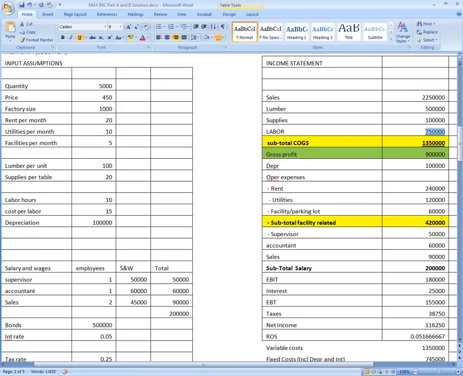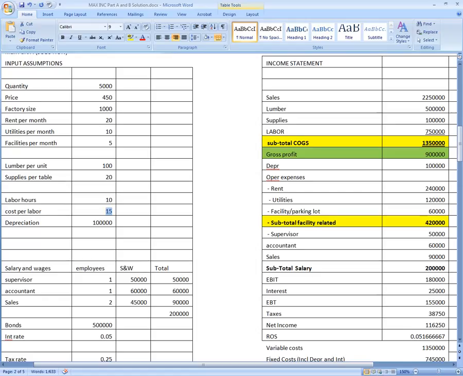One step is that we know it takes 10 hours to make each table, and we also know that the cost of labor is $15 per hour. So first, you want to take 10 hours, multiply by 15, and that will give you $150 of labor cost per table.